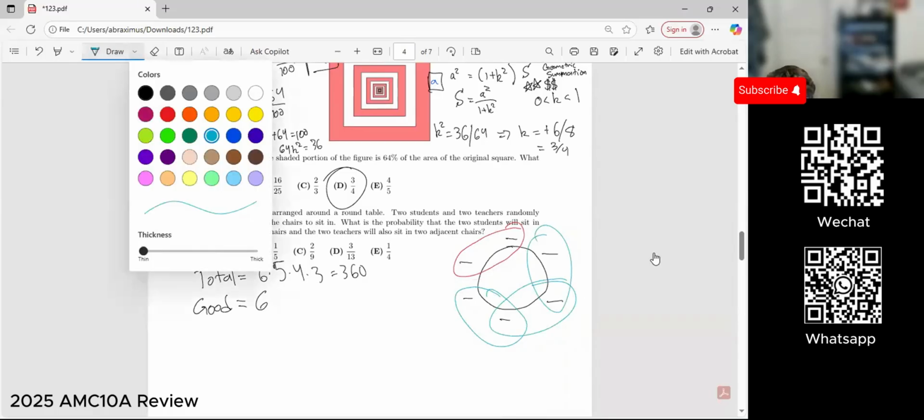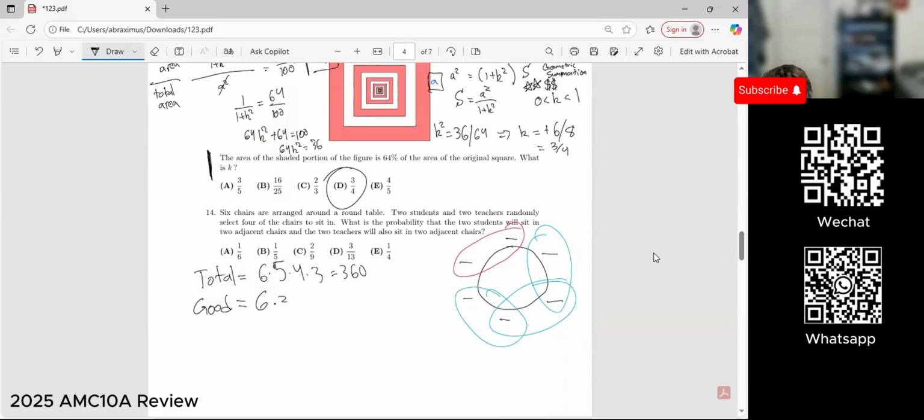So that's 3 options. And once we've chosen the pairs for each the students and the teachers, then we have to talk about the number of ways they can sit in them. So there's 2 ways for the teachers to sit in those chairs, and there's 2 ways for the students to sit in those chairs.